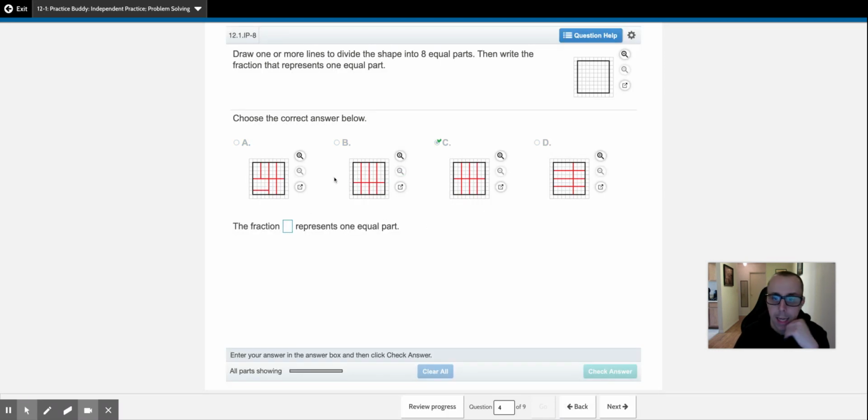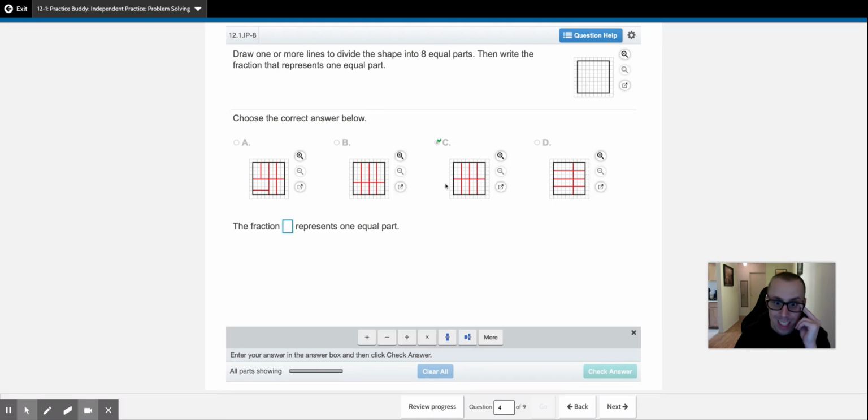Now, I need to say the fraction that one part represents, one of these equal parts. Okay, so since there's 1, 2, 3, 4, 5, 6, 7, 8, since there's 8 equal parts, one of them is 1/8 or 1 out of 8.